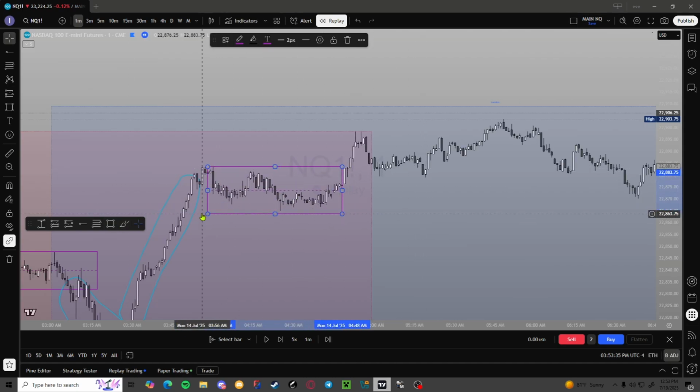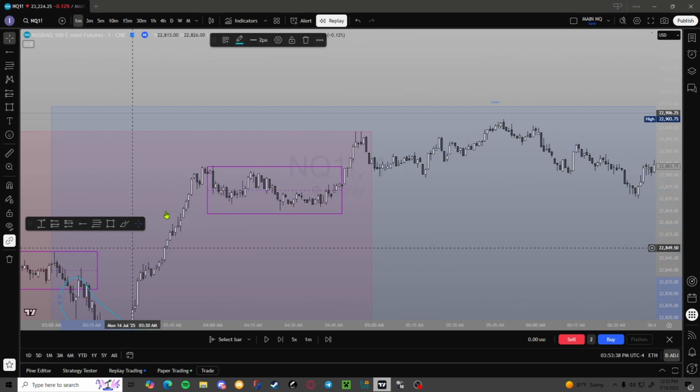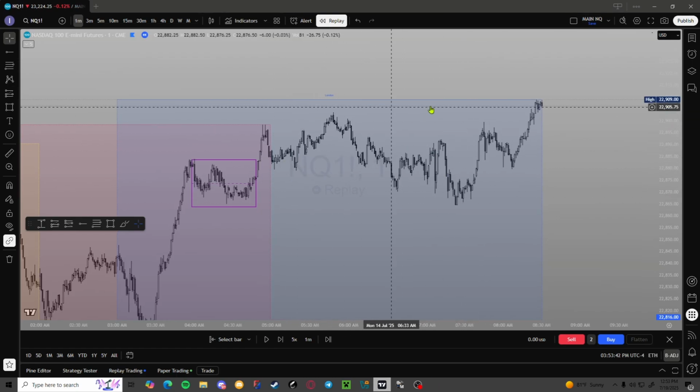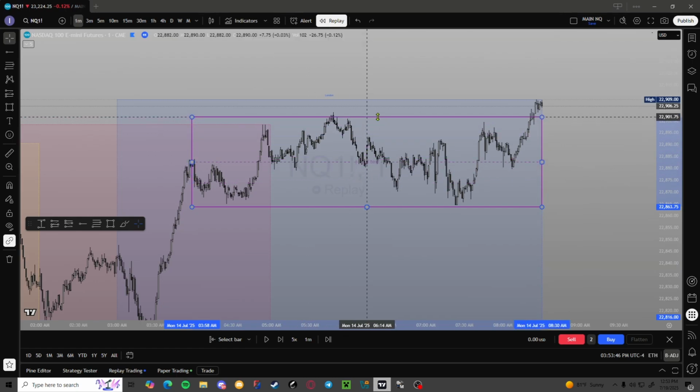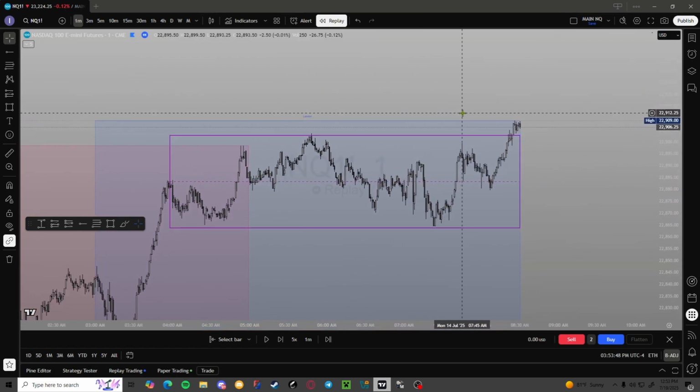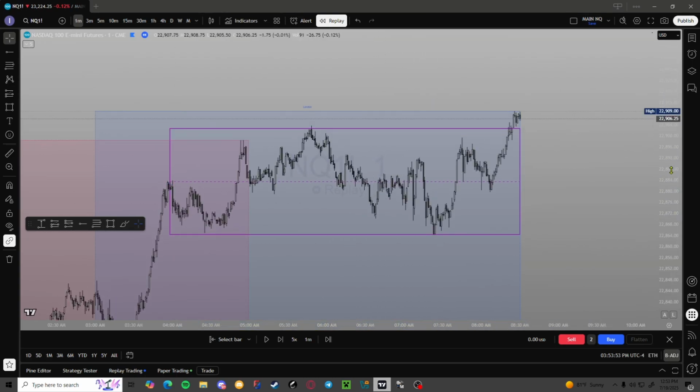So now we literally accumulated for the rest of the London session. So mark out the rest of the London session as accumulation. That entire thing is accumulation. Drag your box all the way across. All of that is accumulation. So what's happening is London accumulated, and then we're getting prepared for a New York distribution.